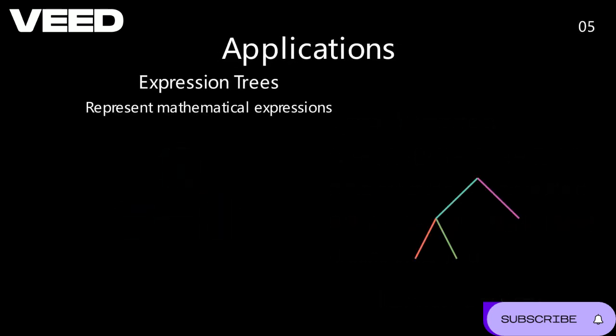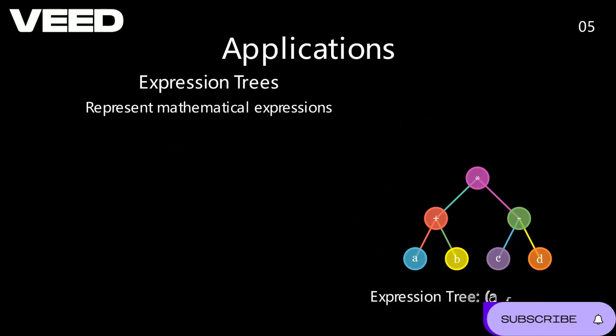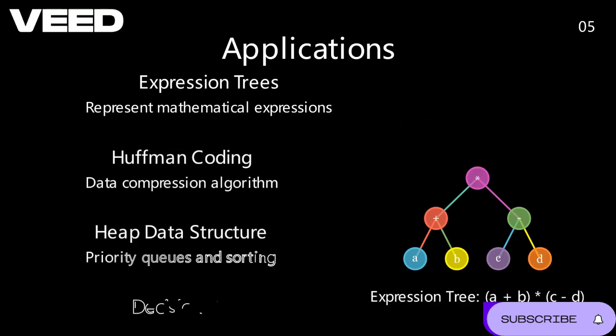Binary trees have numerous applications in computer science. They're used to represent mathematical expressions, implement data compression algorithms like Huffman coding, create efficient priority queues with heap structures, and build decision trees for machine learning models.